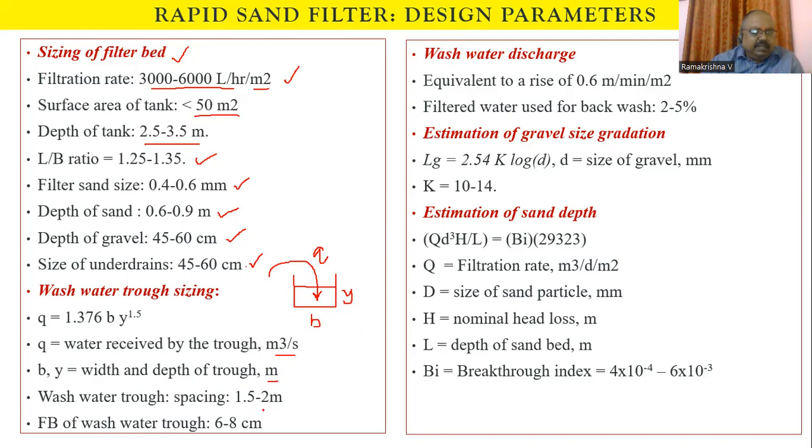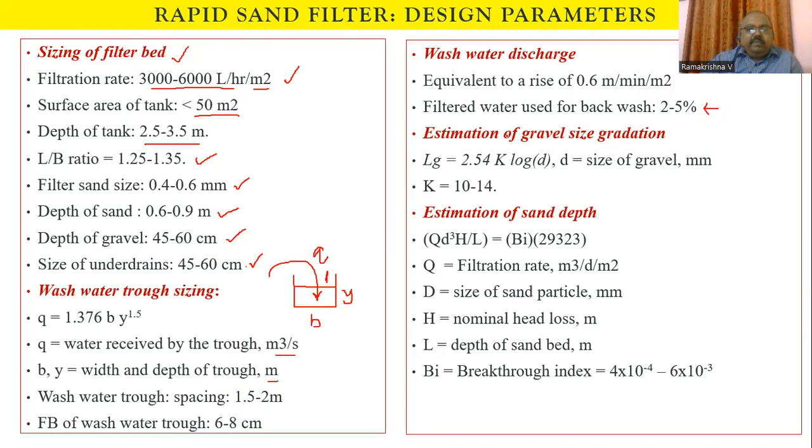Usually they are spaced depending upon the number of wash water troughs. So usually we keep around 1.5 to 2 meter spacings, and freeboard beyond this. So this is the freeboard we are keeping here. That will be around 6 to 8 centimeters, or less than 10 centimeters. The wash water discharge, how much you are going to use: for a rapid sand filter, 2 to 5% of the filtered water we can consume per wash water discharge for backwashing.